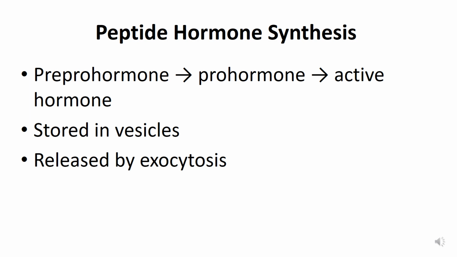The hormone then binds to specific receptors and triggers a response. This entire process is tightly controlled by the endocrine system. Cells release hormones only when they receive the proper signals. This helps maintain balance and prevents unnecessary hormone release. Peptide hormone synthesis shows how organized the body truly is. Every step, from preprohormone to active hormone, is carefully regulated. The body produces, stores, and releases hormones with remarkable precision.